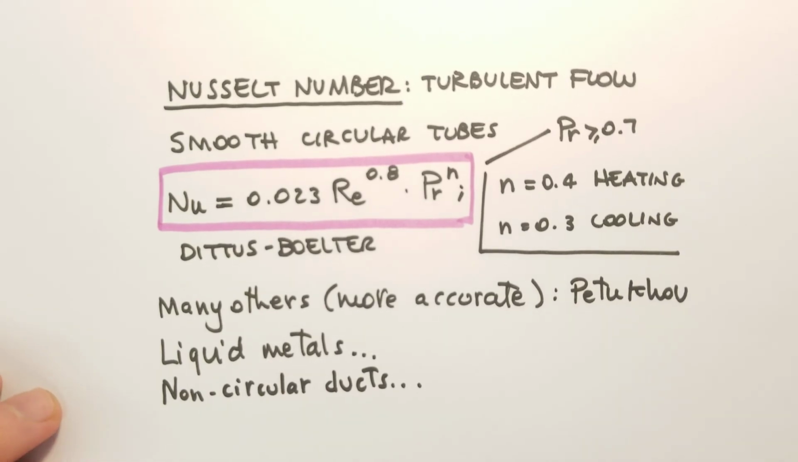But in the literature and in books, we find many other correlations. For example, Petukhov, I hope I'm pronouncing it correctly, is more accurate than Dittus-Boelter. And we have other correlations for liquid metals, for very small Prandtl numbers, for non-circular ducts, and so on.